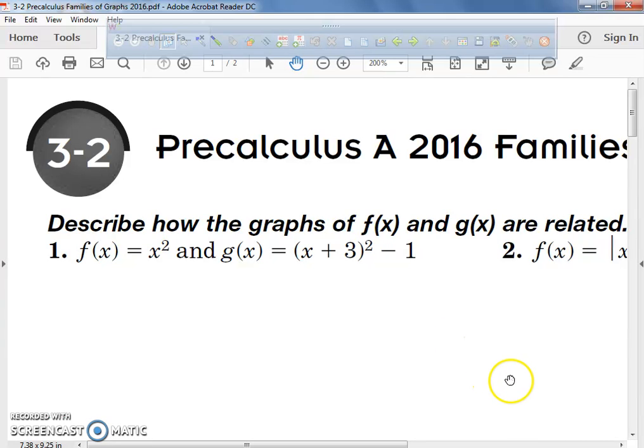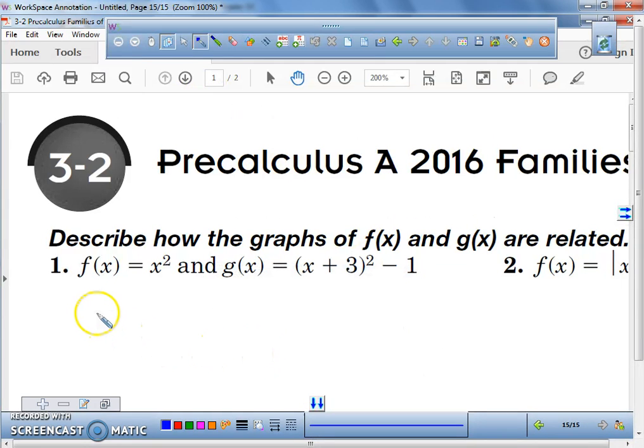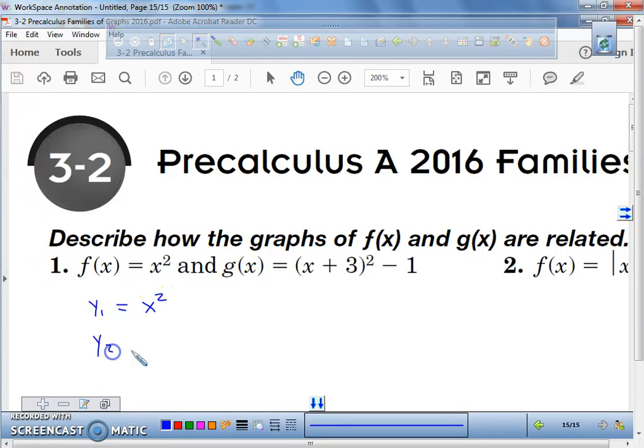Right, in this particular lesson, we're going to be focusing on how to describe what's happening in a graph. What I would like you to do right now, in your graphing calculator, underneath the y1, is type in y equals x squared. And under the y2, type parentheses, x plus 3, close parentheses squared, and then subtract a 1. So in your graphing calculator, I want you to type both of those in.